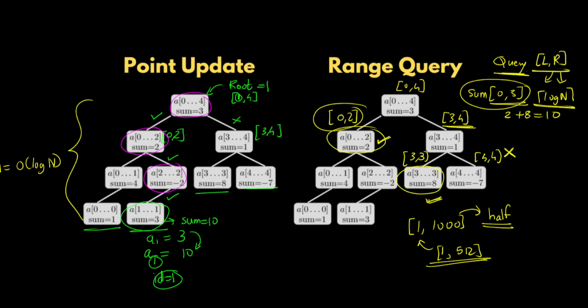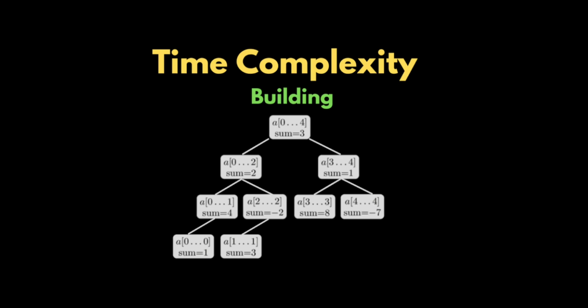and totally in each level we will at most visit only 2 nodes. Hence the total time complexity for range queries will be log n, and for point update as well, as we saw earlier, it would be log n. Now let's look at time complexity for building.